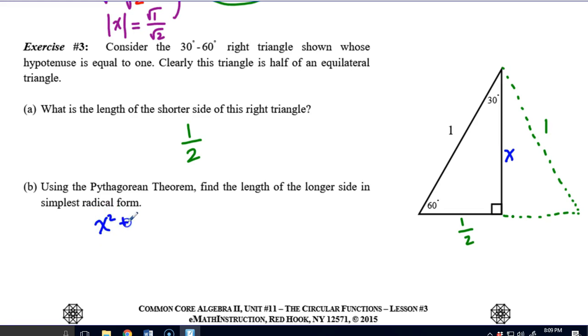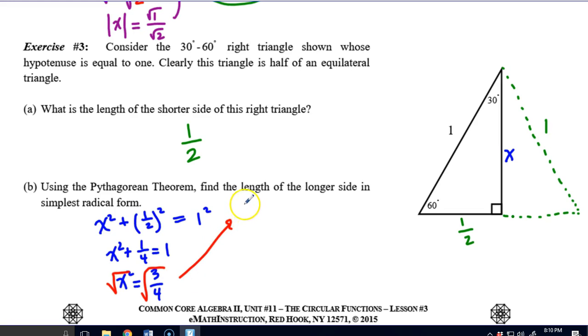X squared plus half squared, that should be in parentheses, equals 1 squared. Now we just got to do the algebra to solve for x. So x squared plus a quarter is equal to 1. Subtract the quarter and we have 3/4. Okay, just like before, we're going to square root both sides to undo the squaring.